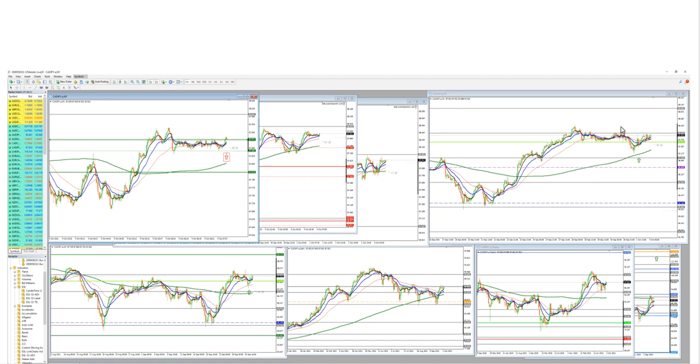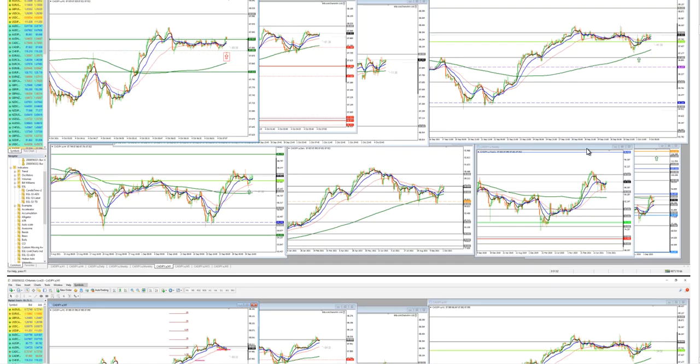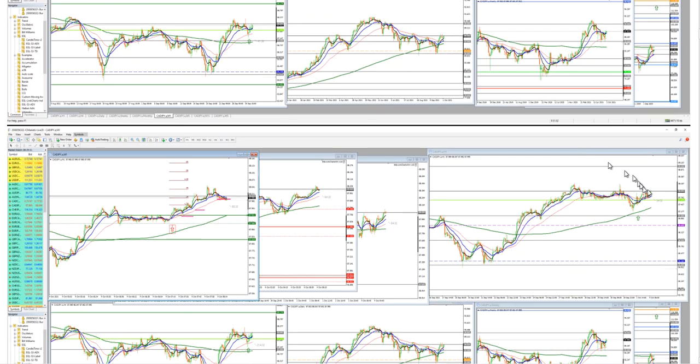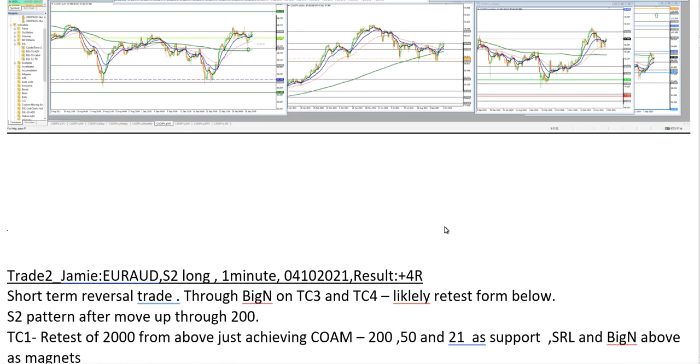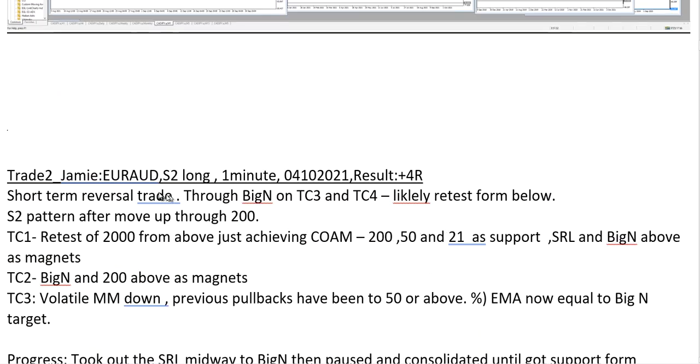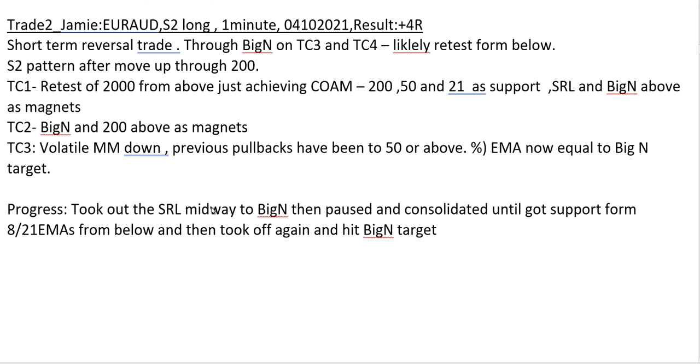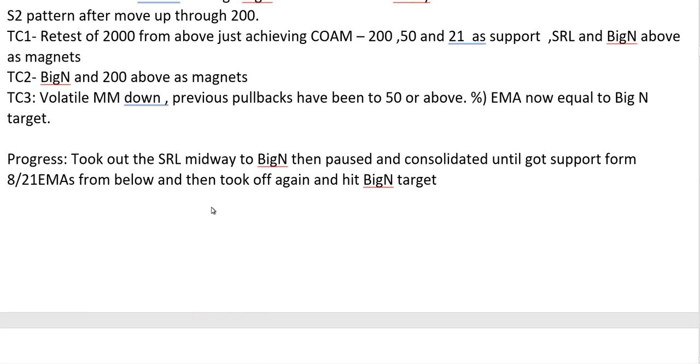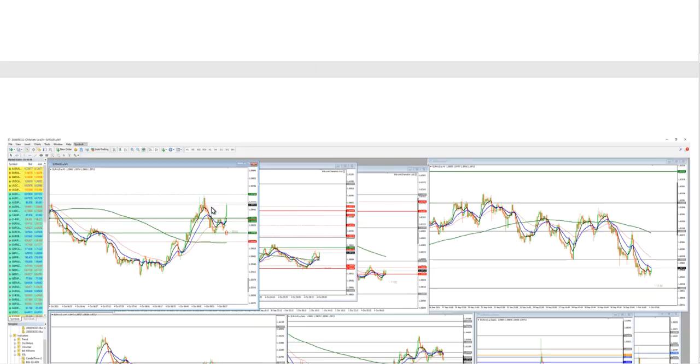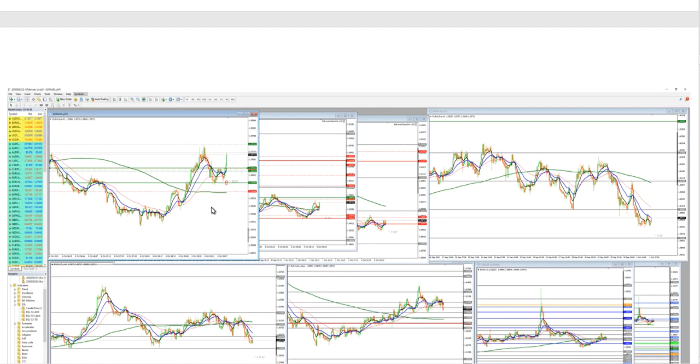Now let's see if prices were able to run for this stop run. No, it was not, right? Still a great R result. It didn't even get there. Still a great R result. So that's well done. All right, so EUR/AUD, another 1 minute S2 long, Euro against Aussie, okay, S2.